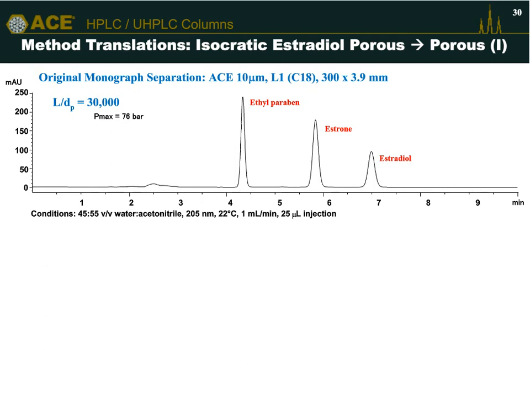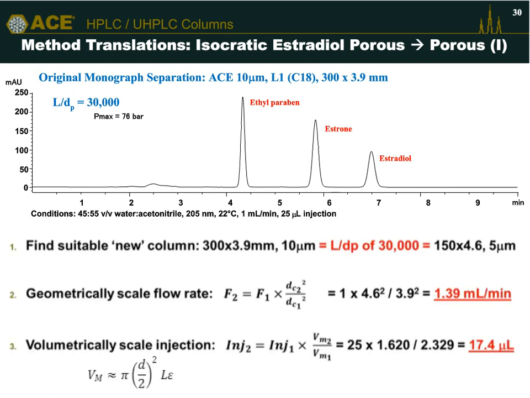Now, if we wanted to improve the chromatography and use a smaller column dimension, then what we have here, you can see our three easy steps. We find a suitable new column, such as the 150 by 4.6 5 micron. We scale the flow rate according to this equation here, and we scale the injection volume to give similar sensitivity using that equation there.